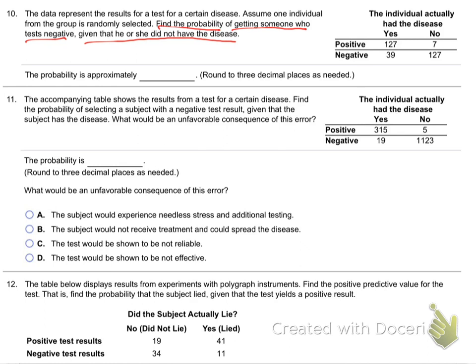Let's make sure we understand that table. We've looked at these kinds of tables before. What is that 127? Tell me about those 127 people. Positive and they do have the disease. Yeah, they have the disease and they tested positive. What about these 39 people? Not disease, but tested negative. Yeah, they have the disease, but the test said they don't. Right. That's a problem. Yeah, they'll die. That's not good.